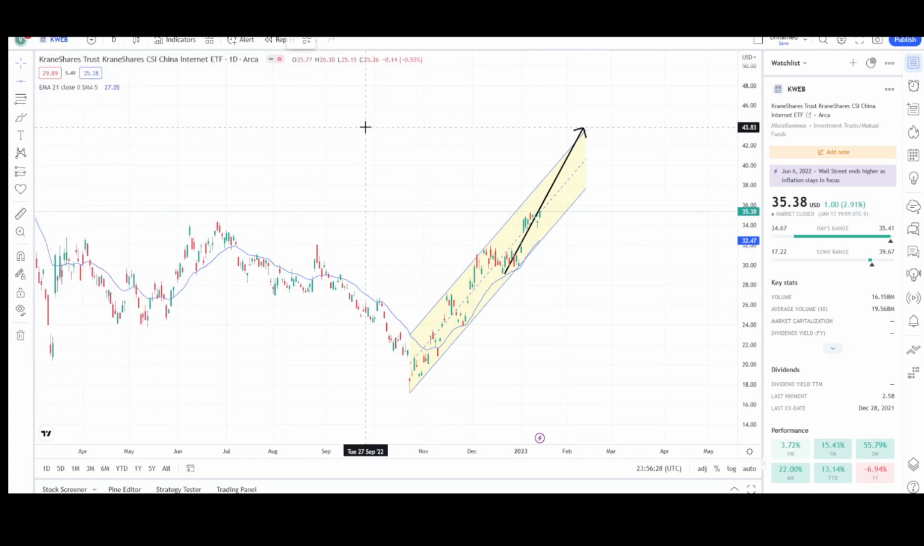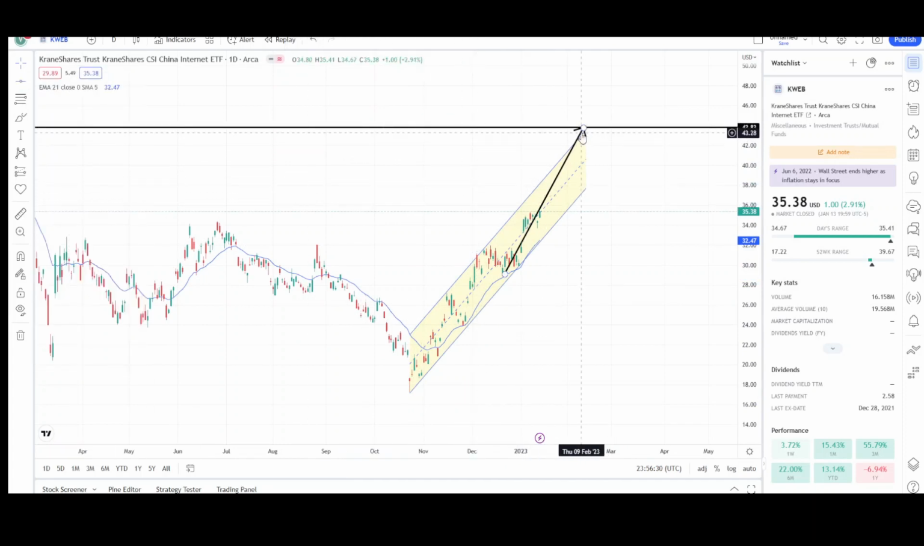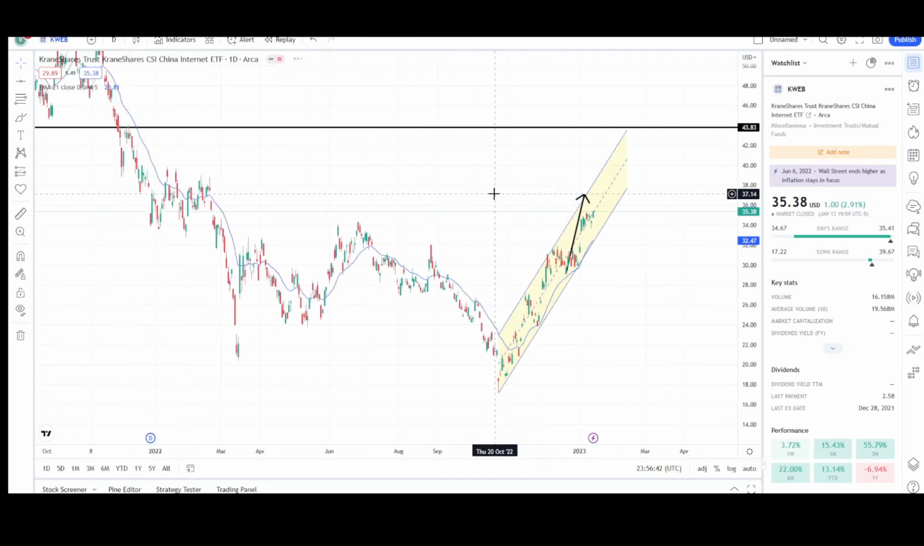I'll mark it with a horizontal line. Maybe a closer measured move target would be the recent leg up. So we had this leg up right here, pull back, and we can make a leg up about the same size, and that would take us to the 37. So basically, I'm just looking for higher price targets. This is looking pretty good.